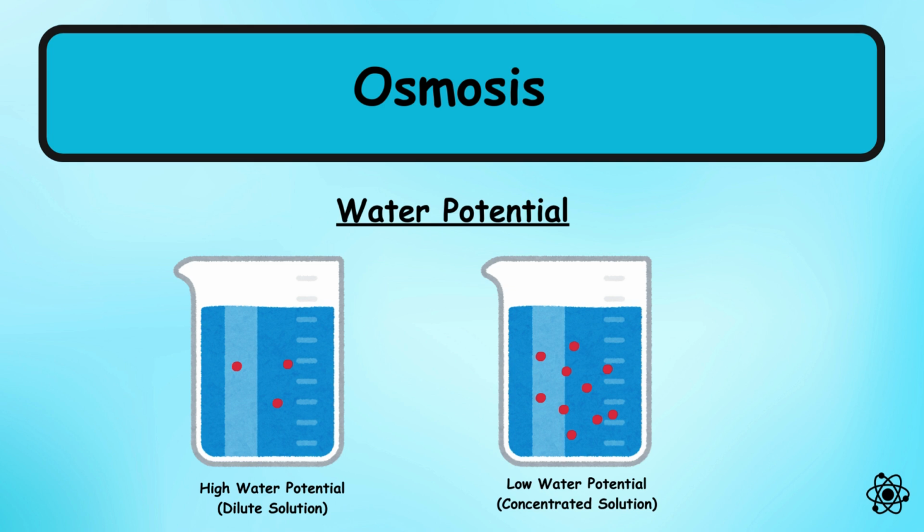When we are talking about water, we cannot use the term concentration anymore because concentration shows the amount of substance dissolved in water. Because water cannot be dissolved in water, we need to use another term instead, water potential. A very dilute solution has a lot of water, so it has a higher water potential. A very concentrated solution has less water, so it has a low water potential.